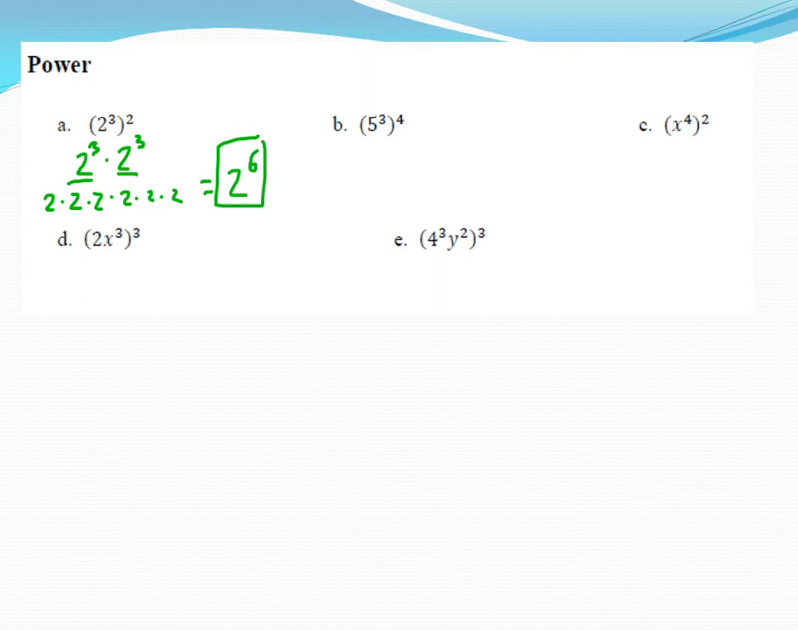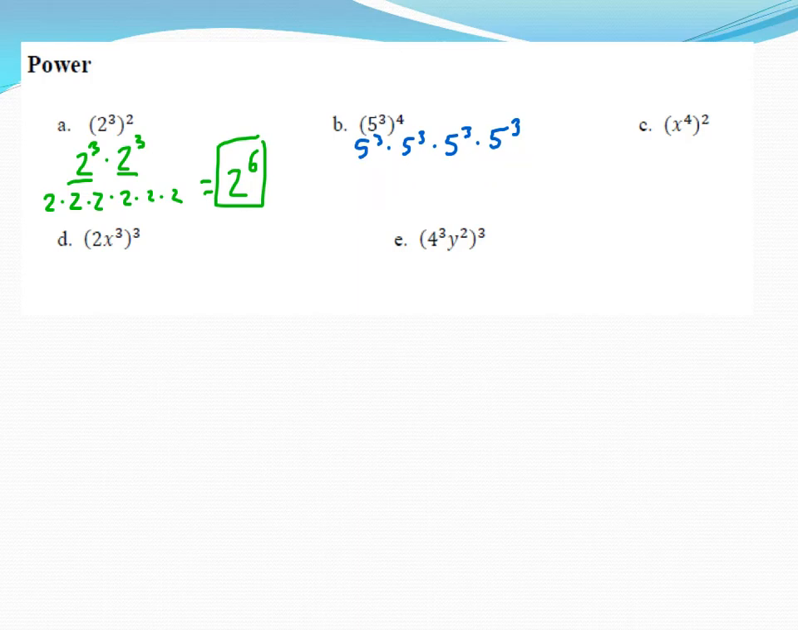B, I have 5 to the 3rd to the 4th power. What does that mean? That means 5 to the 3rd times 5 to the 3rd times 5 to the 3rd times 5 to the 3rd. Oops, that's a 4, not a 3rd. Let's switch that. Now, why did I get that? Because again, I have inside the parentheses my base. My base is 5 to the 3rd. My power is 4. So I did 5 to the 3rd times itself 4 times.